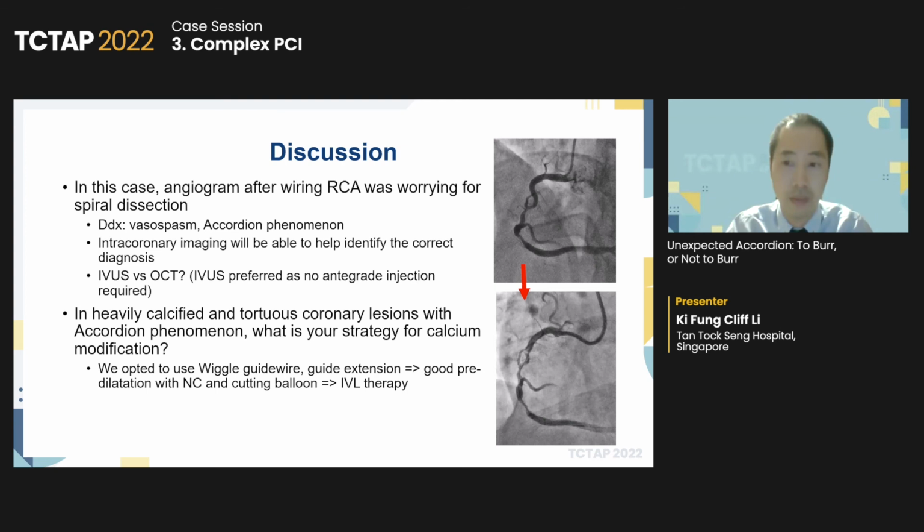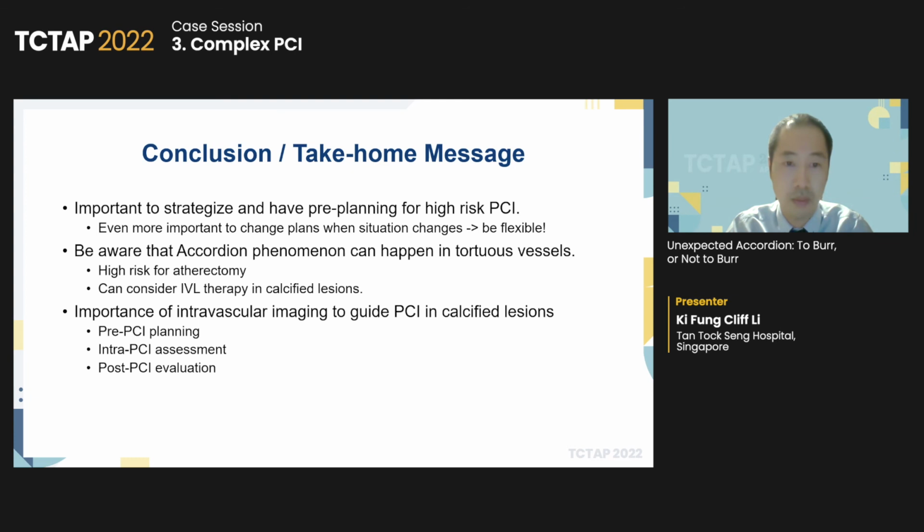Conclusion: it is important to strategize and have pre-planning for high-risk PCI, and it's even more important to change plans when the situation changes and be flexible. Be aware that accordion phenomenon can happen in tortuous vessels and there is a higher risk of perforation. Can consider IVL therapy in calcified lesions. The importance of intravascular imaging to guide PCI in calcified lesions, in pre-PCI planning, intra-PCI assessment, and post-PCI evaluation as well.